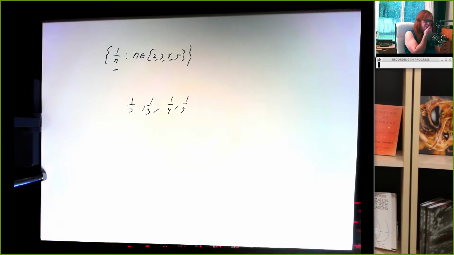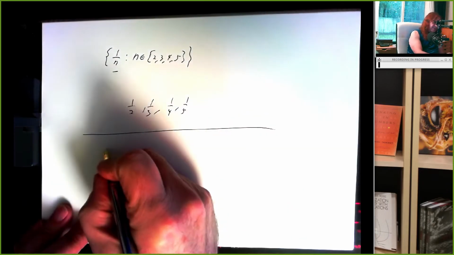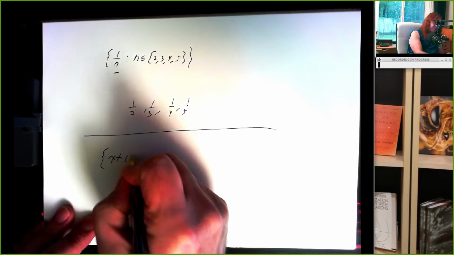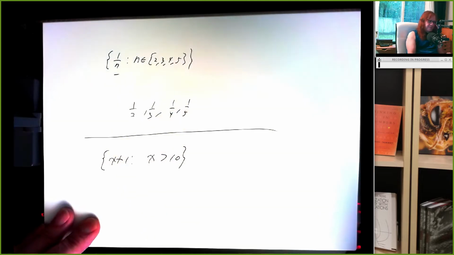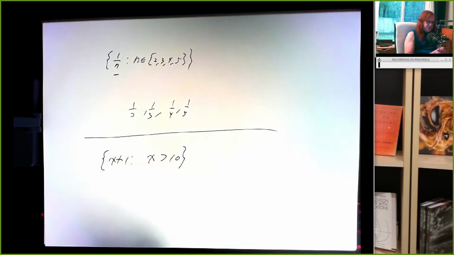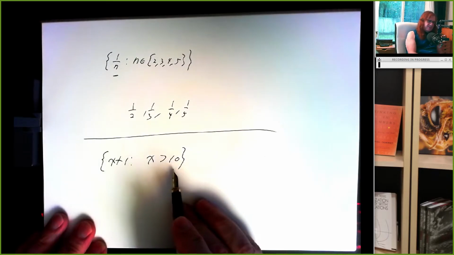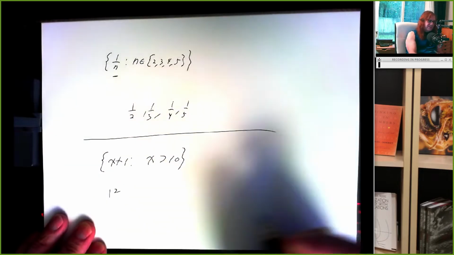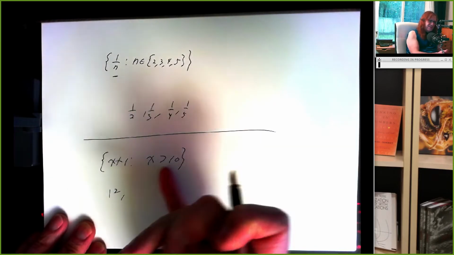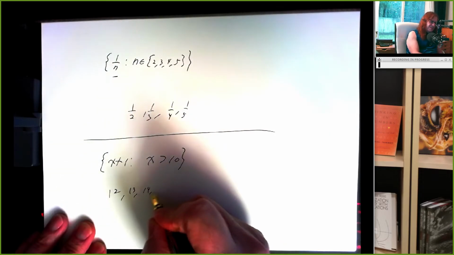Okay. So yeah, this is a pretty typical way to do set notation. The set of all x plus 1 such that x is bigger than 10. So the elements of this set would be, assuming we're talking about integers here, any x that's bigger than 10. For example, 11, so 11 plus 1, 12 would be a member of this set. If x is 12, that's bigger than 10, and so 12 plus 1, which is 13, would be a member of this set, and so on.